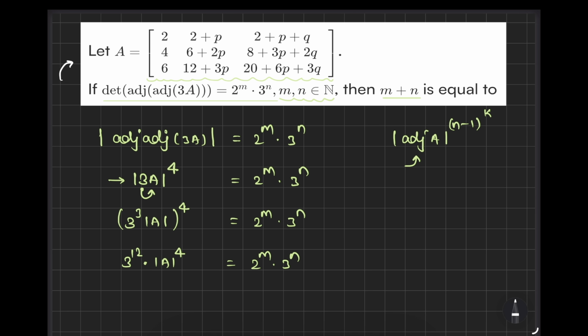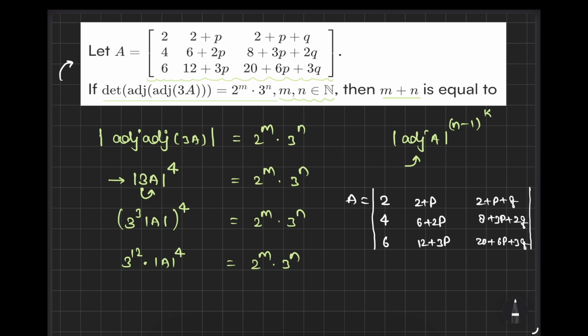So look at this. If you observe A, it is 2, 4, 6, and then 2 plus p, 6 plus 2p, 12 plus 3p, and then we have 2 plus p plus q, 8 plus 3p plus 2q, 20 plus 6p plus 3q, and we need to find the determinant. You know that first we have to simplify, then only we should go with the determinant.